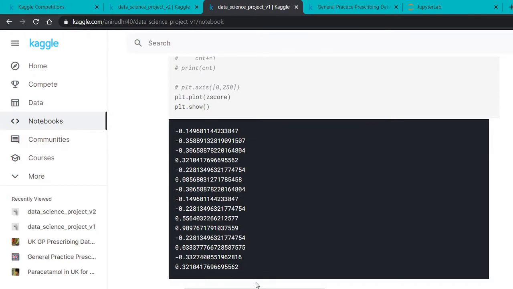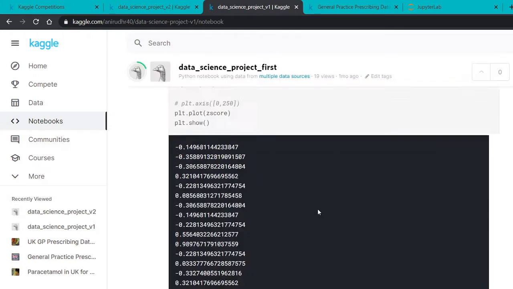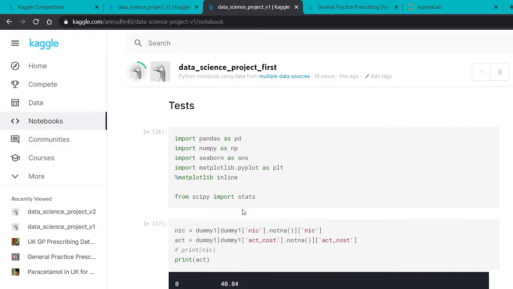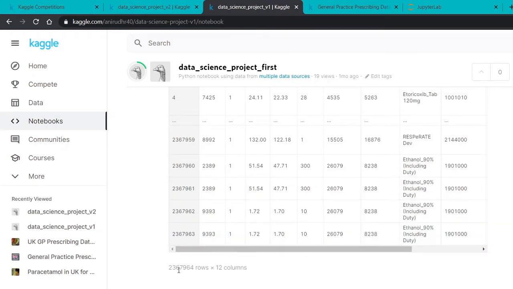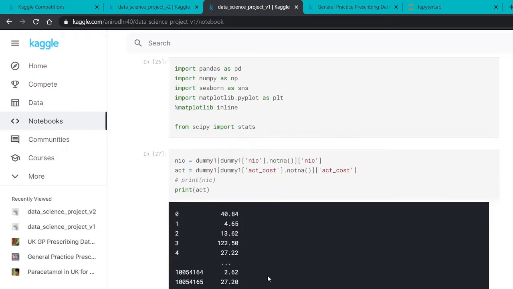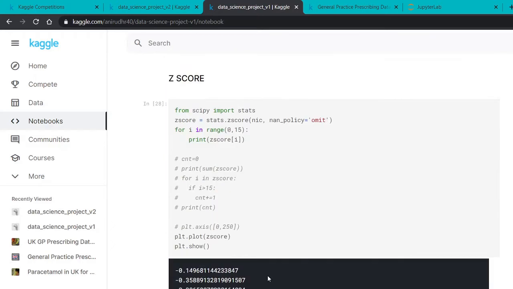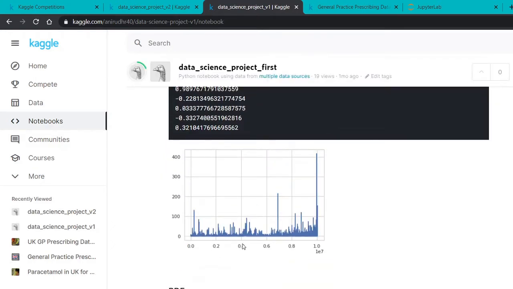That is done here, and it's around 2.3, it's 23 million data points. So it looks very cluttered, but this is how the z-scores look, and there are some outliers.